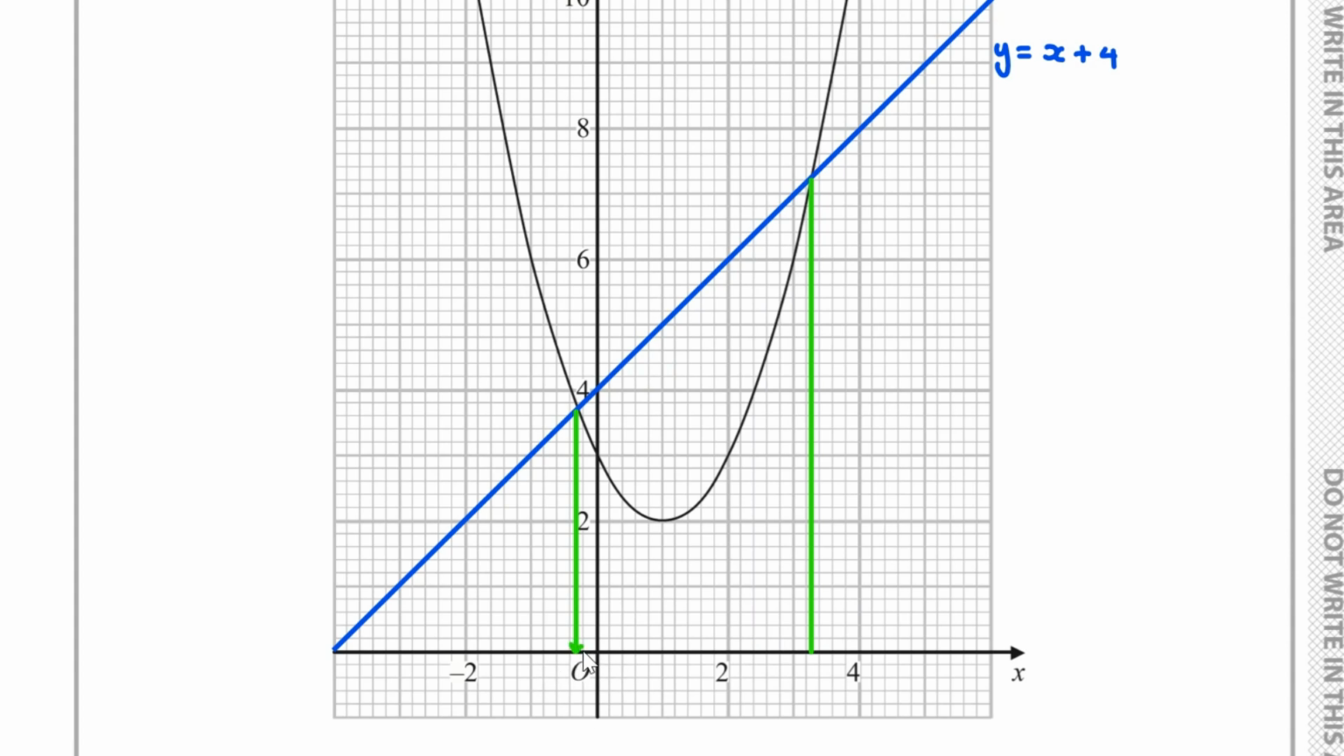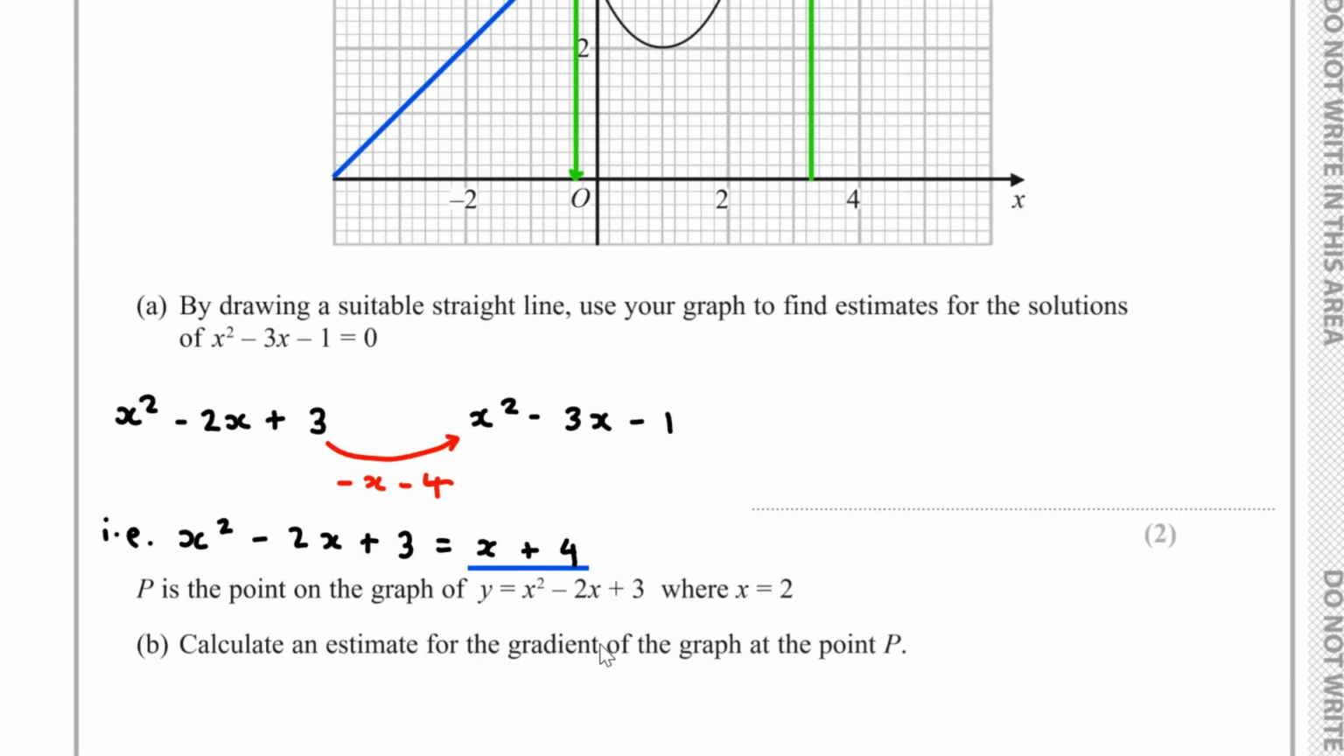For this solution, we've got 10 little squares here, and every little square is 0.2, so here we've got minus 0.2, minus 0.3. So we've got x equals minus 0.3, and we've got another solution here. Here we've got 3.2, then 3.3. So we've got 3.3 for our other solution.